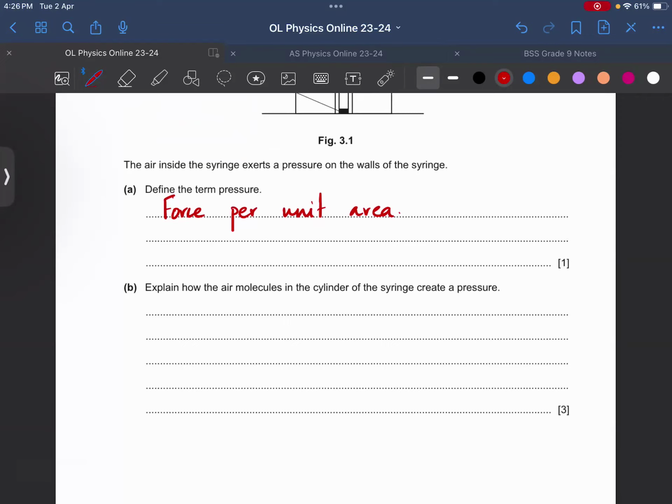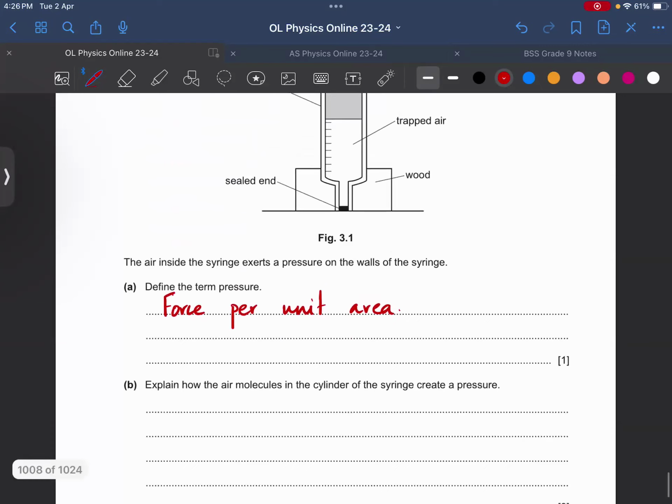Explain how the air molecules in the cylinder of the syringe create a pressure. So how do they create a pressure? First of all, the thing you need to know is that these molecules are going to move at random, right? So molecules moving at random. This is the basic postulate of क्या कहते हैं kinetic model of matter. This is like when one of the very first statements it presents is that molecules are moving at random.